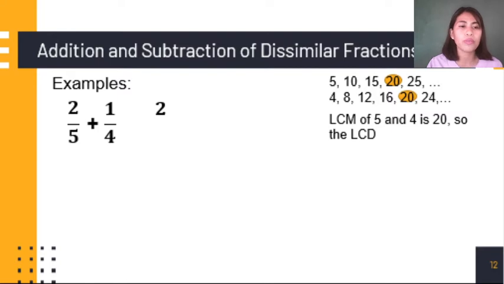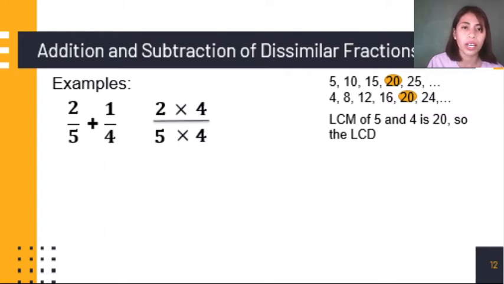Okay, now since we have the LCM or LCD, we can now start transforming these two fractions into similar fractions. We have 2/5. Now the LCM is 20. To obtain 20, we need to multiply the denominator by 4. So 5 times 4 is equal to 20. Whatever operation we do to our denominator, same also with our numerator. So 2 times 4, we have 8. And then 5 times 4, we have 20. We have now 8 over 20.